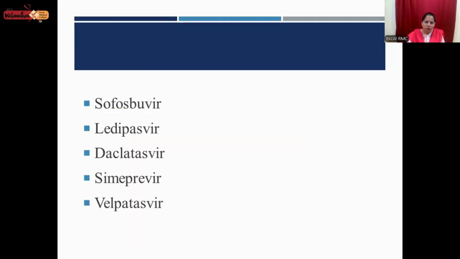The first one, sofosbuvir, inhibits the NS5B polymerase enzyme. It has good bioavailability, 80%, and about 63% protein binding. Its half-life is 15 minutes, sorry, and when it enters the cell its active metabolite has a half-life of 7 hours.